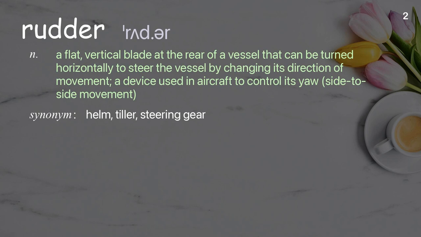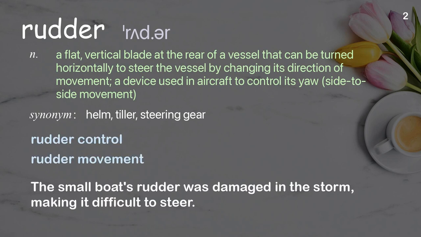Rudder. A flat, vertical blade at the rear of a vessel that can be turned horizontally to steer the vessel by changing its direction of movement, a device used in aircraft to control its yaw, side-to-side movement. Examples. Rudder control. Rudder movement. The small boat's rudder was damaged in the storm, making it difficult to steer.